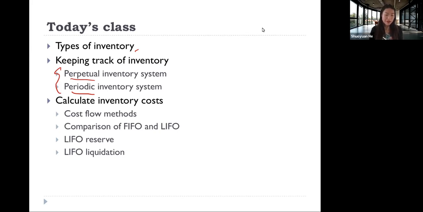And then to calculate the cost of the inventory, we have actually a 2x3 combination. So here we have to introduce something called cost flow method. What is cost flow method? If you still remember from your introduction financial accounting course, you may remember there's something called average cost, LIFO, FIFO. So those are cost flow method.